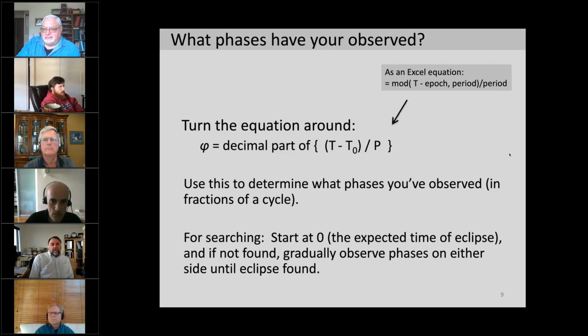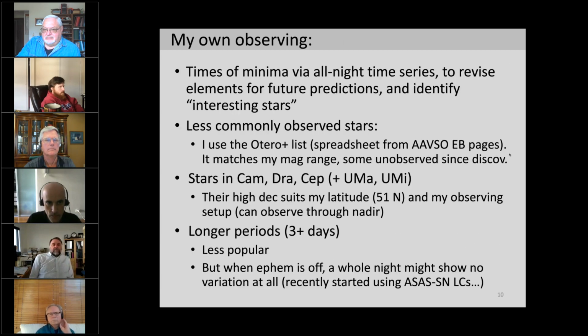And you can also use that to plan observations if you're trying to distribute them across the cycle. Okay, getting on to my own observing. Based on what I've said, I observe times of minima, usually with an all-night time series, to get information that'll let us revise the elements to make better predictions for the future and to identify interesting stars.